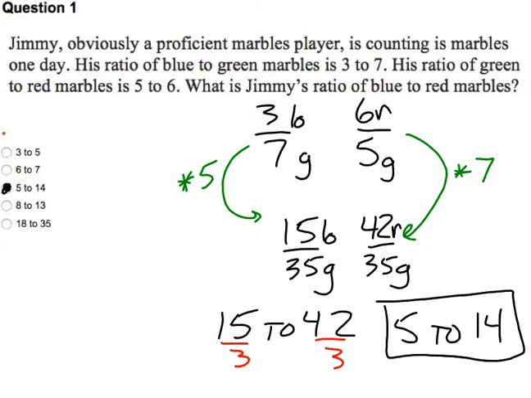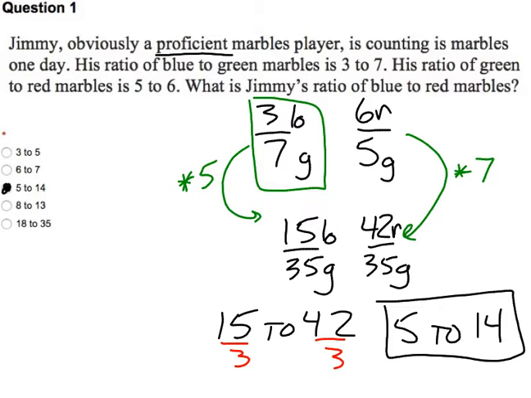The word proficient, if you do not know what that means, ask your teacher, look it up. That is a great ACT word. Is counting his marbles one day. So his ratio of blue to green is 3 to 7, so I set that up. Here's my 3 to 7, blue to green, to make sure everything matches up.